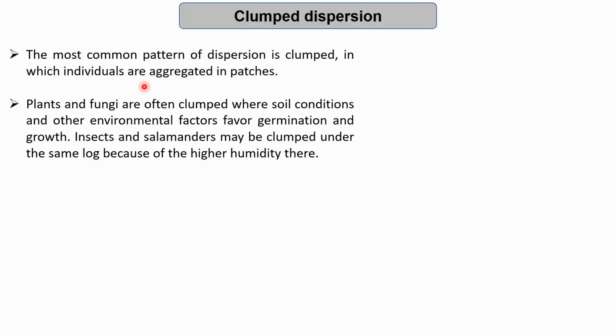For example, plants and fungi are often clumped where soil conditions and other environmental factors favor germination. If I talk about mushrooms, we know mushrooms usually form clumps or aggregate over woodlogs that are moist. Similarly, insects and salamanders may be clumped under the same log because of the higher humidity there. So this is how clumped dispersion takes place. Individuals within the population aggregate in patches, and this is due to the fact that these individuals form clumps wherever they find suitable conditions for their survival.